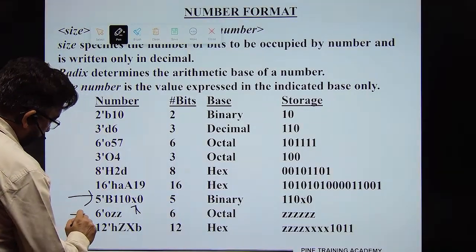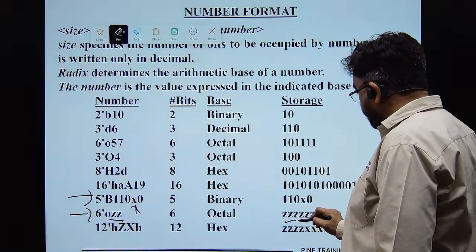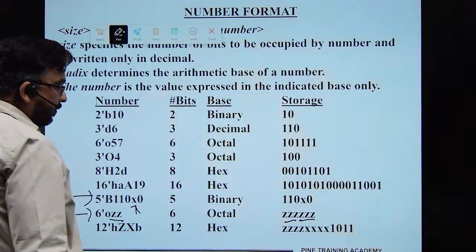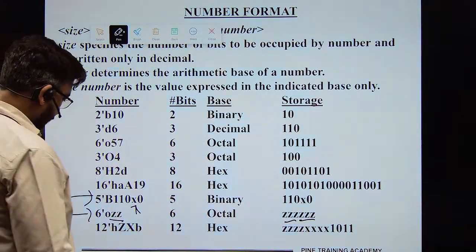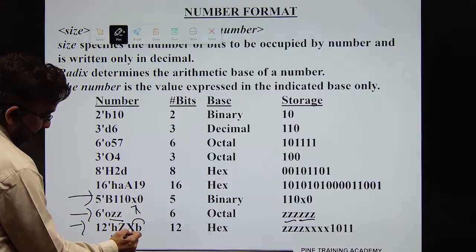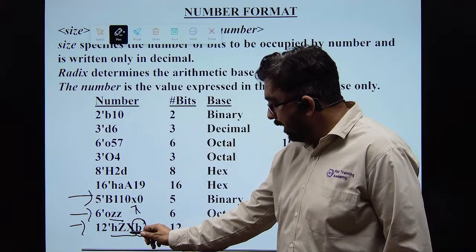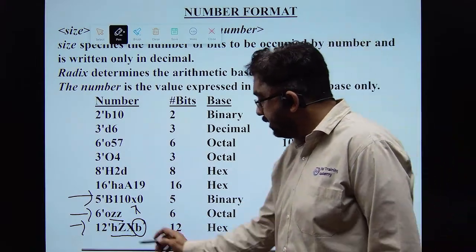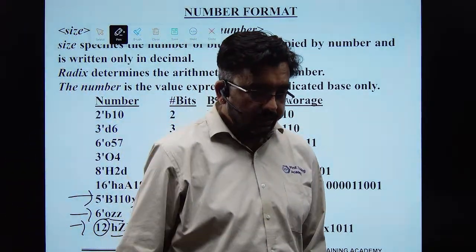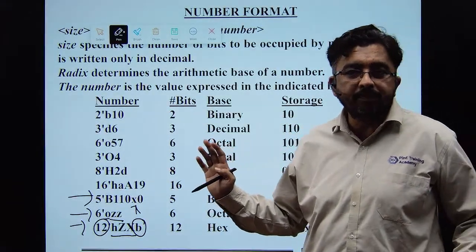Now 6 tick OZZ. So again here Z will be considered as what? 3 times Z. So again, Z is also considered one of the logic values. Then 12 tick ZXB. See here, 12 tick ZXB. B, you know, is 1010, and then 4 times you have called X and 4 times you have called Z to meet the size 12. I request you to go through this slide 2 or 3 times because this will help you to understand.